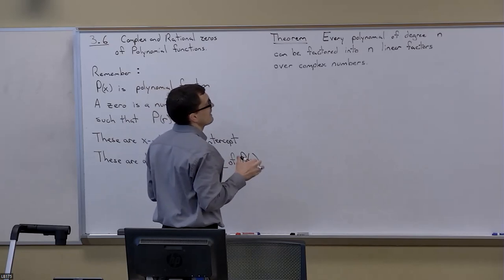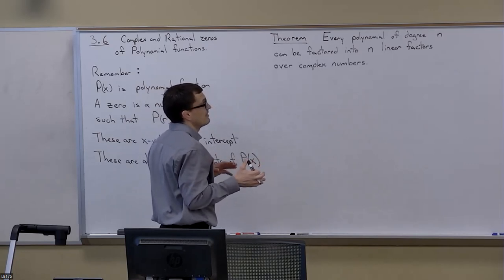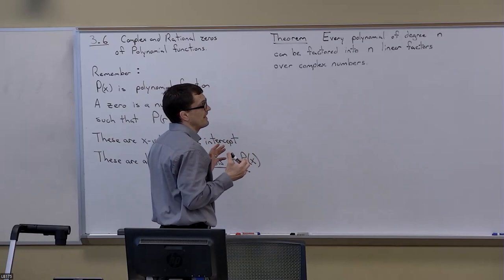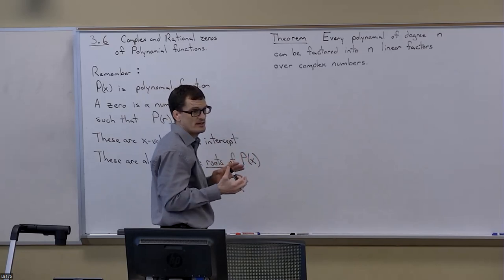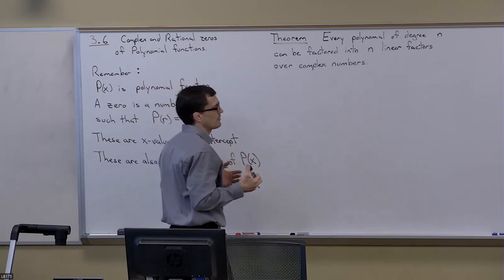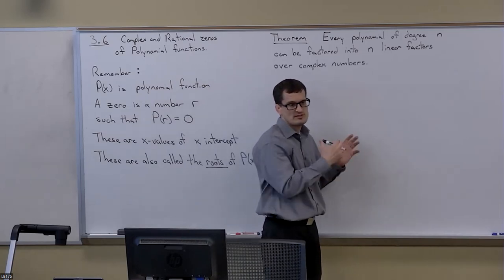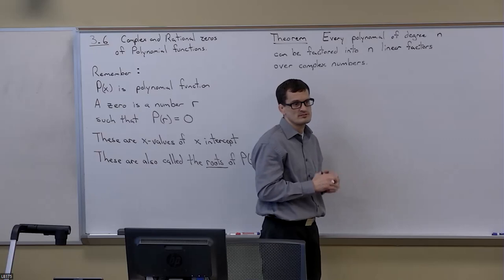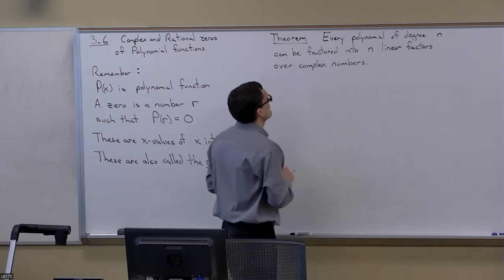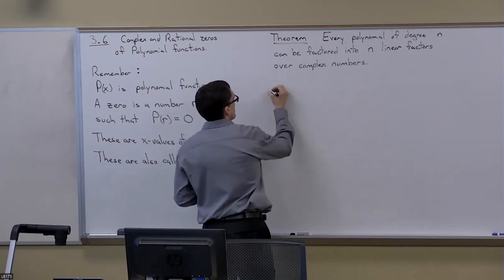Now, when I say n linear factors, some of those linear factors may be repeated. We've seen this before where we had an x plus 2 and another x plus 2, or an x plus 5 and another x plus 5, or an x minus 7 and another x minus 7, right? So that's the concept of multiplicities.